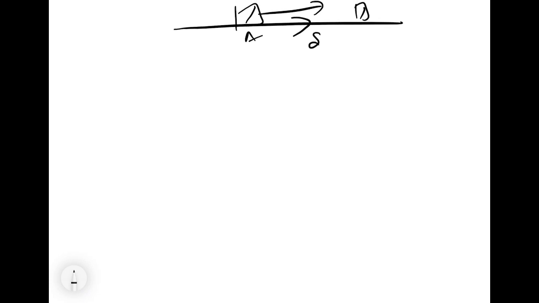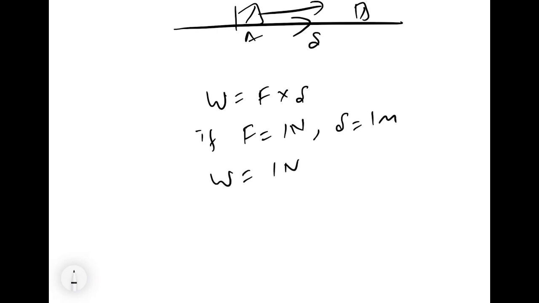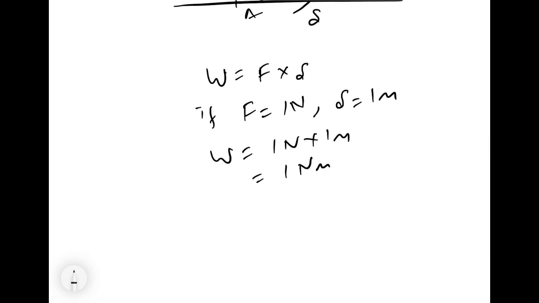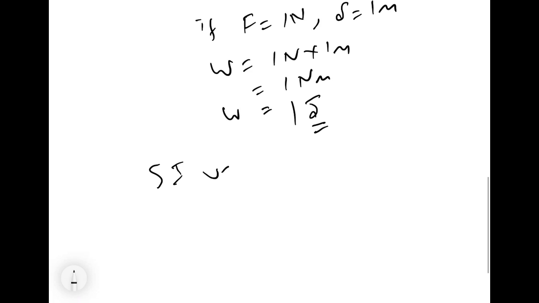Finally, let's discuss the SI unit of work. Work is F into S. If force is 1 Newton and S is 1 meter, then work is 1 Newton into 1 meter, which is 1 Newton meter. Now you may recall that 1 Newton meter is also the definition of torque, but torque has a different definition and work is different. Therefore, to distinguish this, we give work a unit called the joule. So the SI unit of work is the joule.